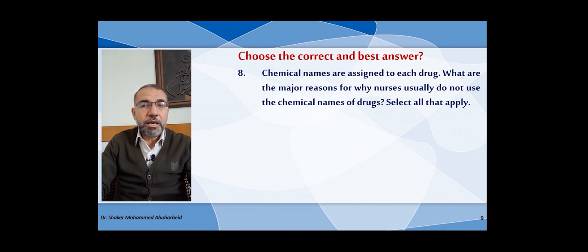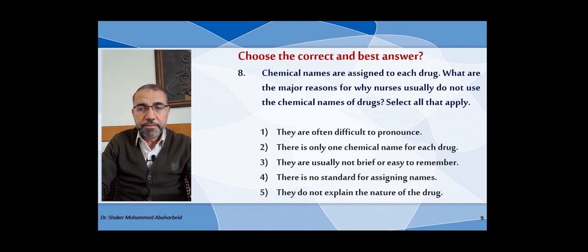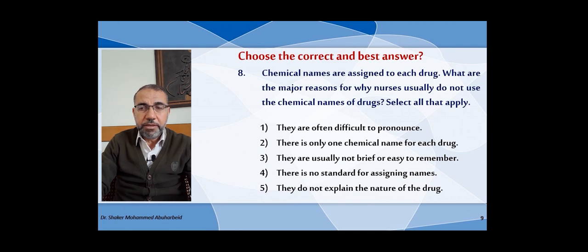Chemical names are assigned to each drug. What are the major reasons why nurses usually don't use the chemical names of drugs? Let us see the answers. They are often difficult to pronounce, or there is only one chemical name for each drug, or they are usually not brief or easy to remember. And the fourth option, there is no standard for assigning names. And finally, they don't explain the nature of the drug. The correct answer is option number one and option number three.